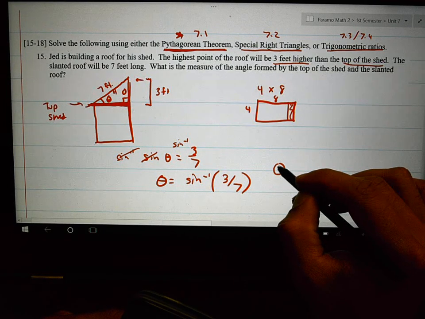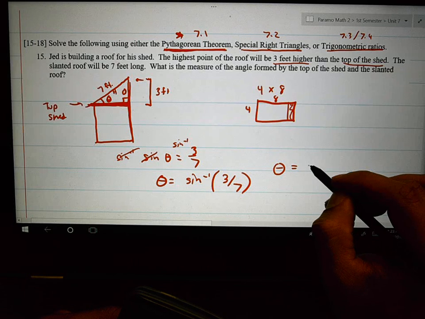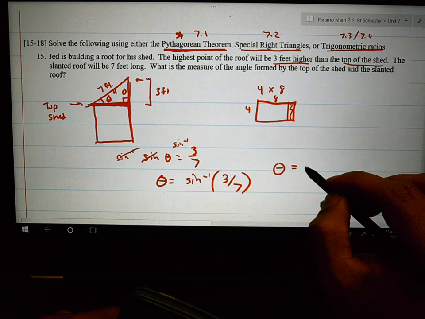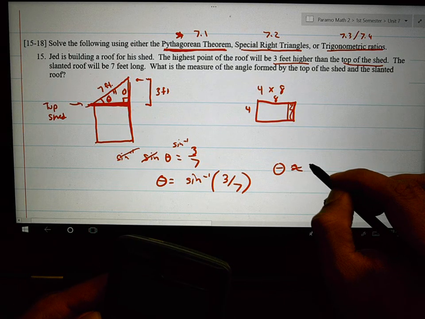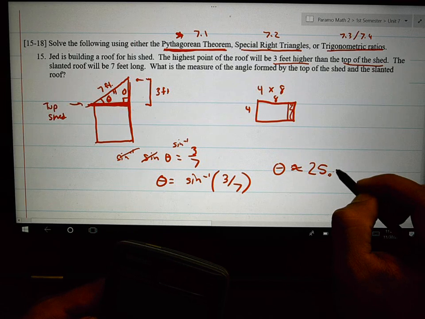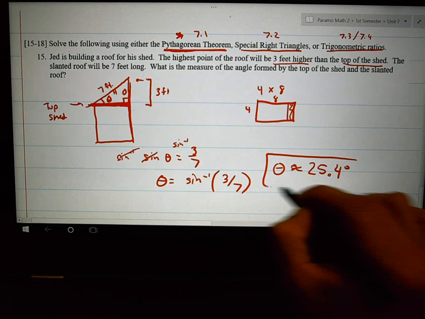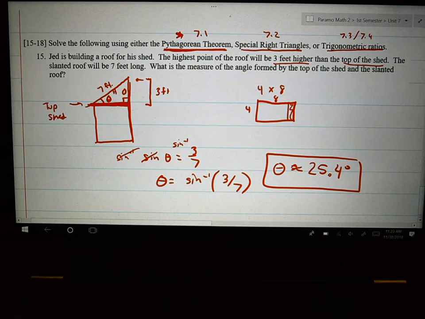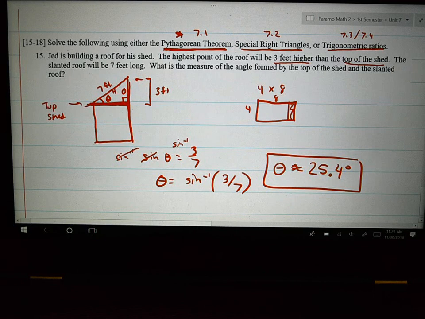To the nearest, does it say nearest anything? I'm going to round to the nearest tenth place then. 25.4 degrees. And that's where I'm going to end your notes.